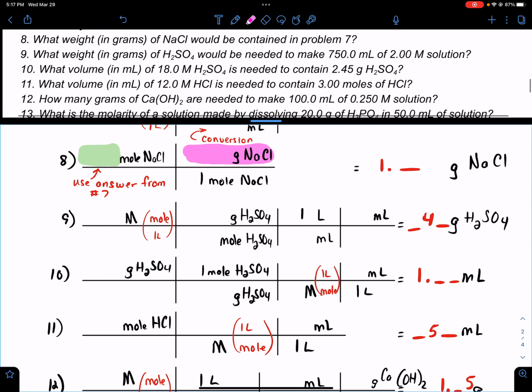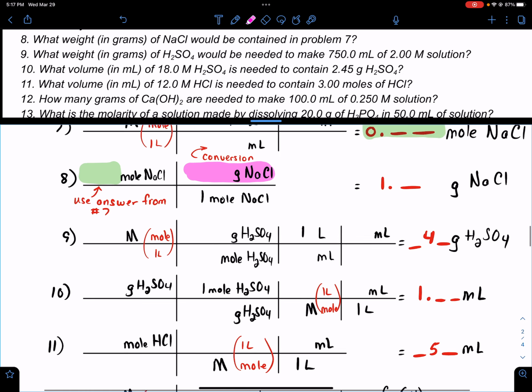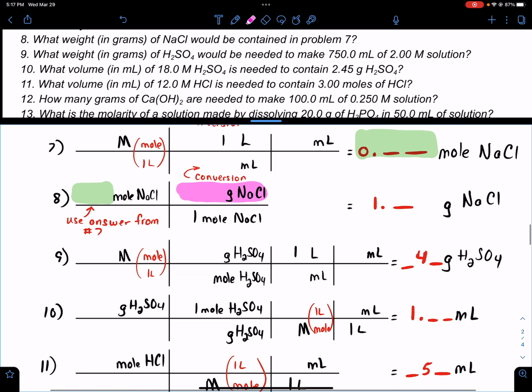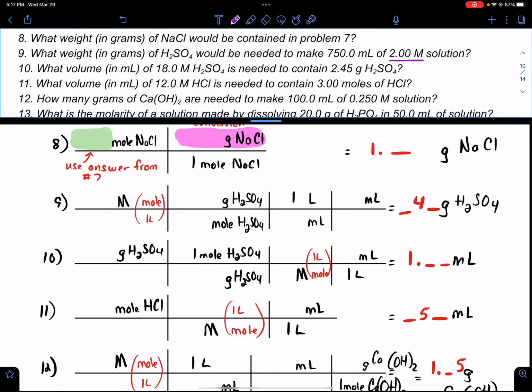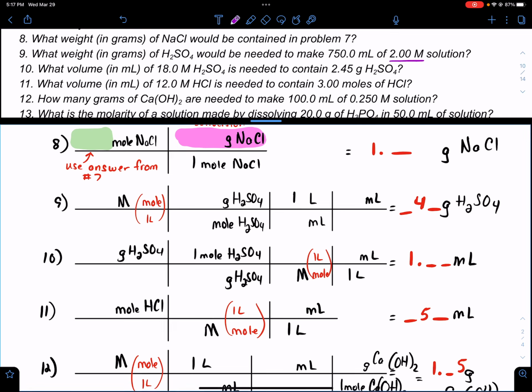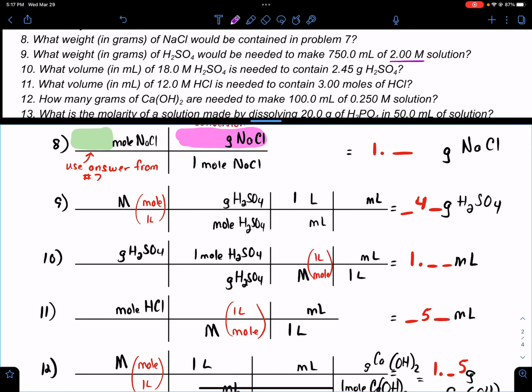Number 9 is a little different. For 9, you're going to have to find not the number of moles, but your number of grams from this. So let's start off. Number 9, it says that you have a 2 molar solution. Whoever made this up could have had different molarities, but whatever. You got 2 molar solution.